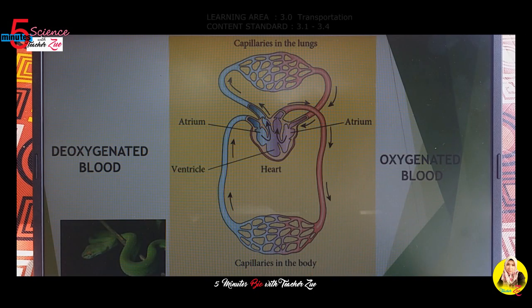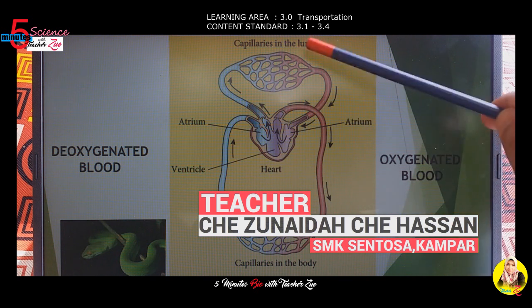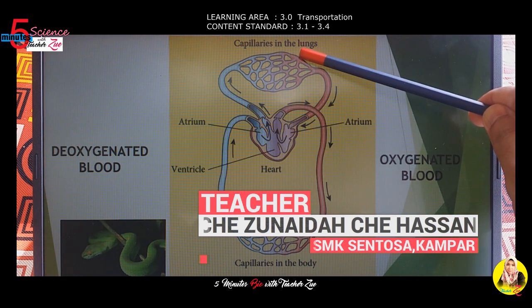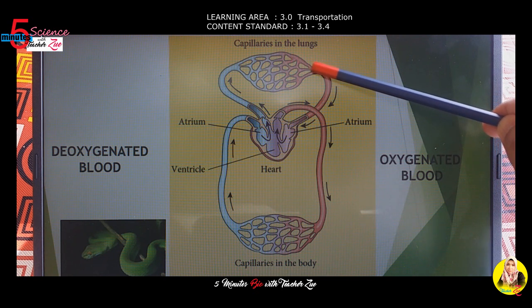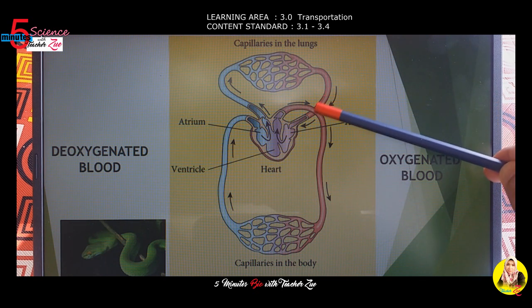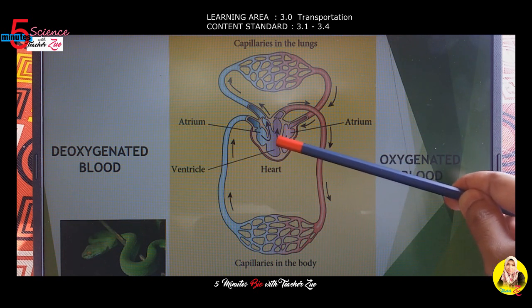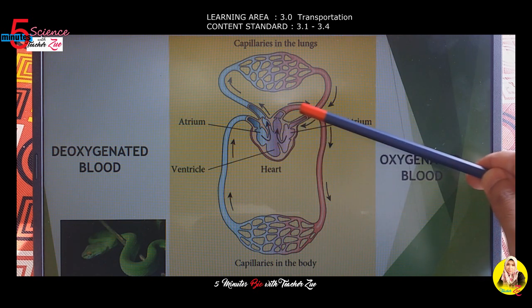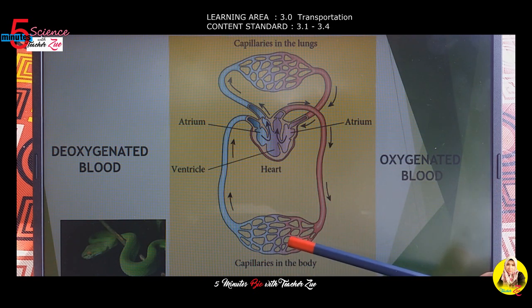Next, reptiles. This is the blood circulatory system in reptiles like snakes. We start with capillaries in the lungs. After the oxygen diffuses into the red blood cell, it will transport oxygen into the left atrium. After that, into the ventricle, and then transport the oxygenated blood to the capillaries in the body.